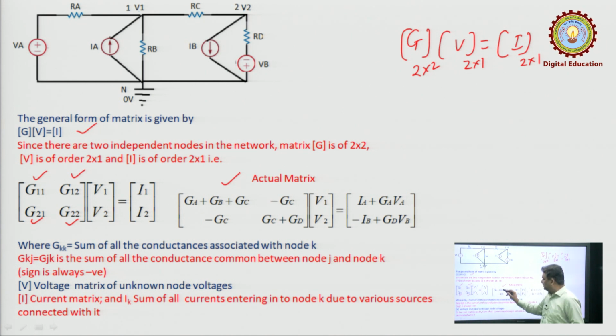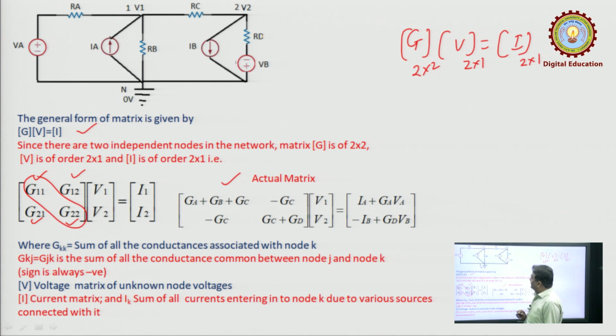G11 is GA plus GB plus GC, G22 is GC plus GD. Now, try to find out these elements directly by observation. So, in this general matrix, first we will focus on the diagonal elements G11 and G22. In this matrix, GKK, the general form of the element, is the sum of all the conductances associated with node K. So, if we talk about G11, it is the sum of all the conductances associated with node 1.